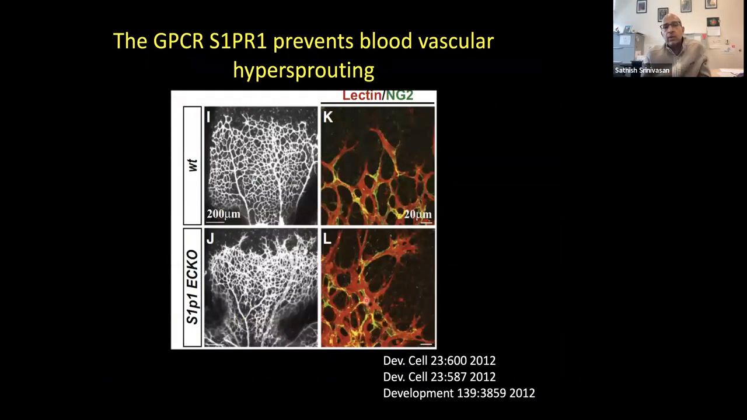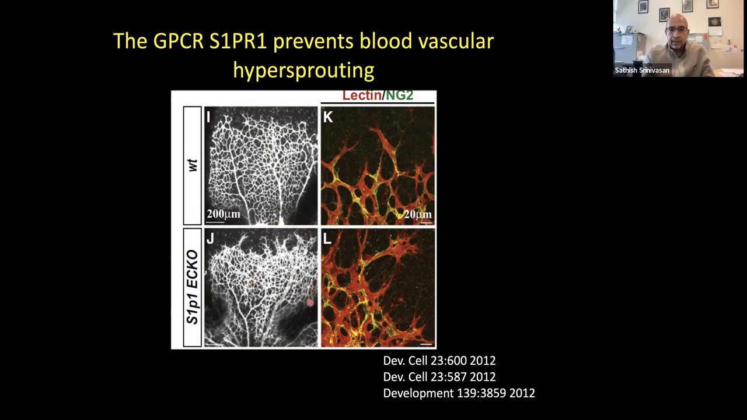So using these models, we wanted to investigate the role of this G protein coupled receptor called S1PR1. And the reason we decided to investigate it is that it's already known in blood vessels that S1PR1 inhibits the growth of blood vessels, and it's critical for the patterning of blood vessels.